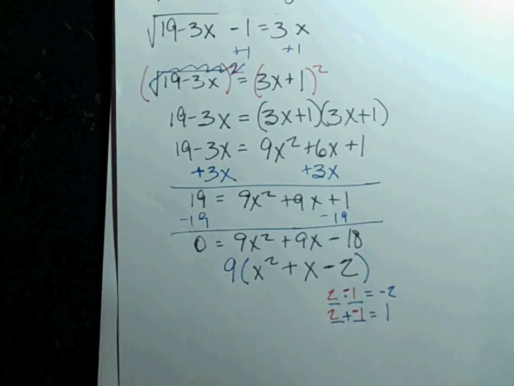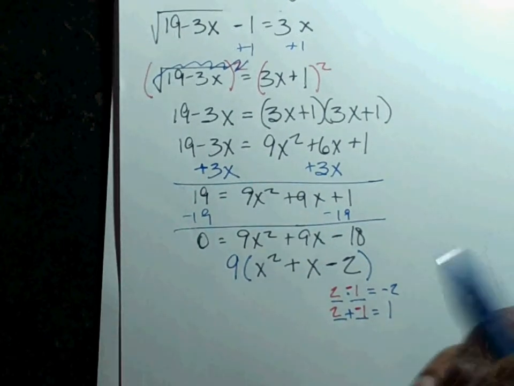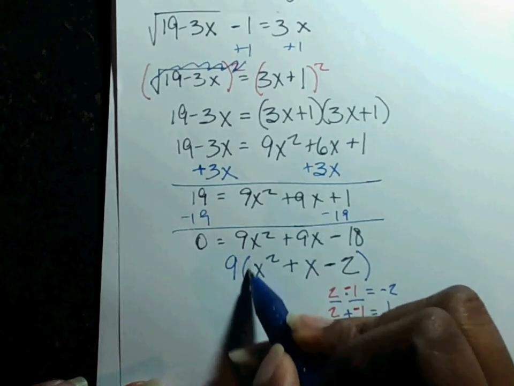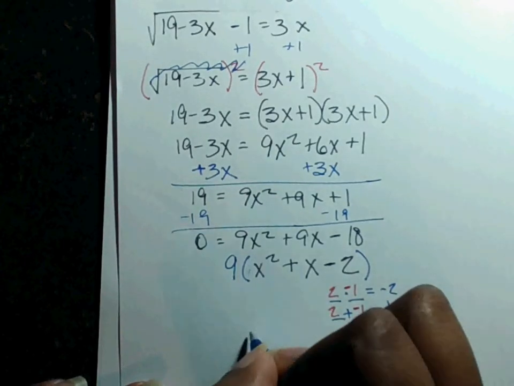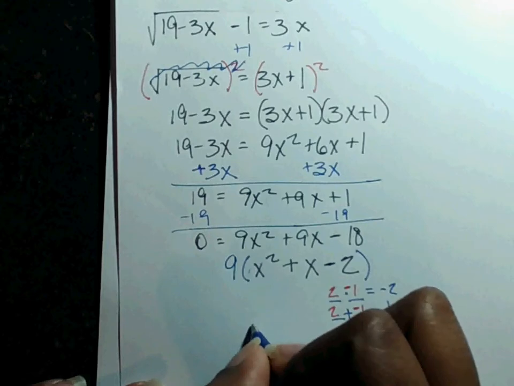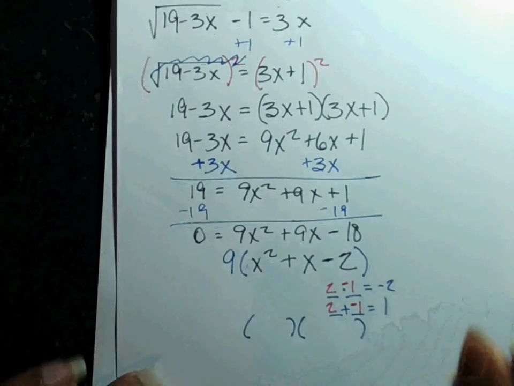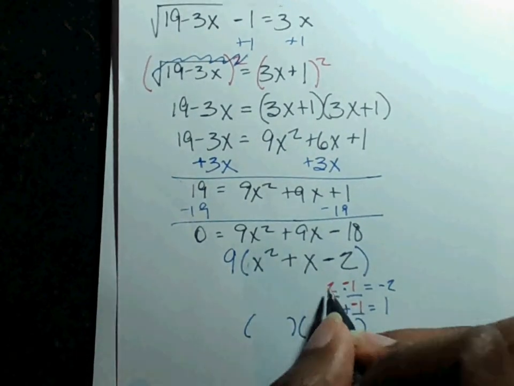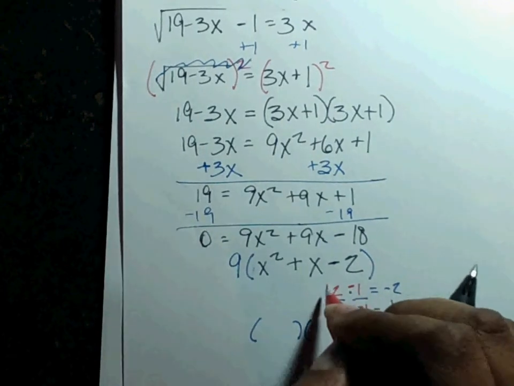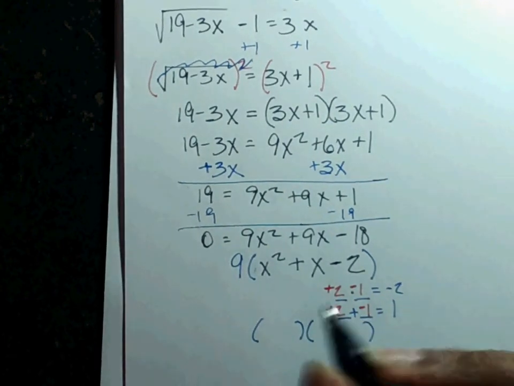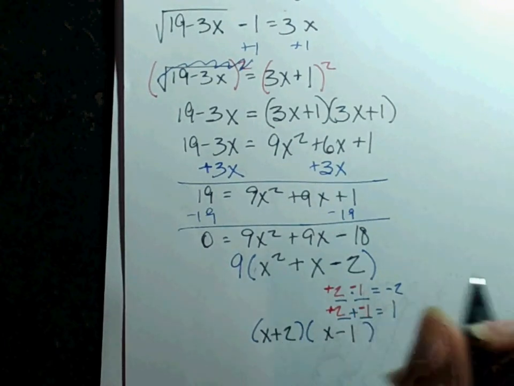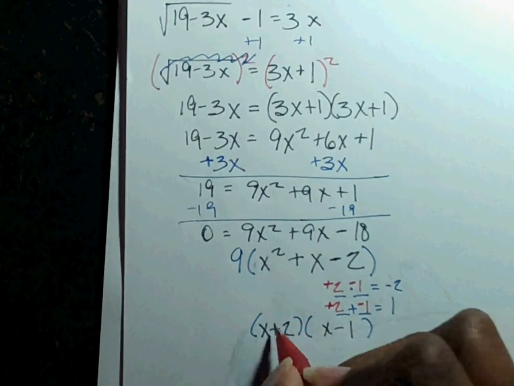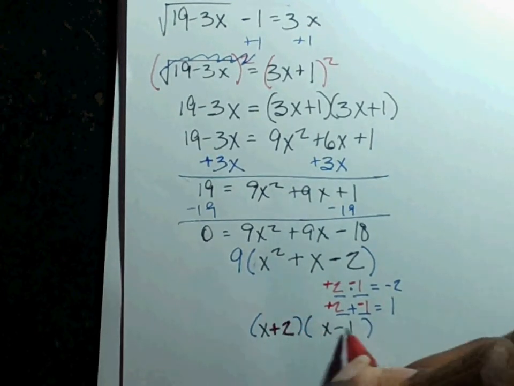Alright, so easy peasy. Since my leading coefficient is 1, the number in front of x squared is 1, I can do factor by grouping, or I can know that I have two parentheses. This is a positive 2. X plus 2, x minus 1. Using the numbers that I had. I had a positive 2. I had a negative 1.